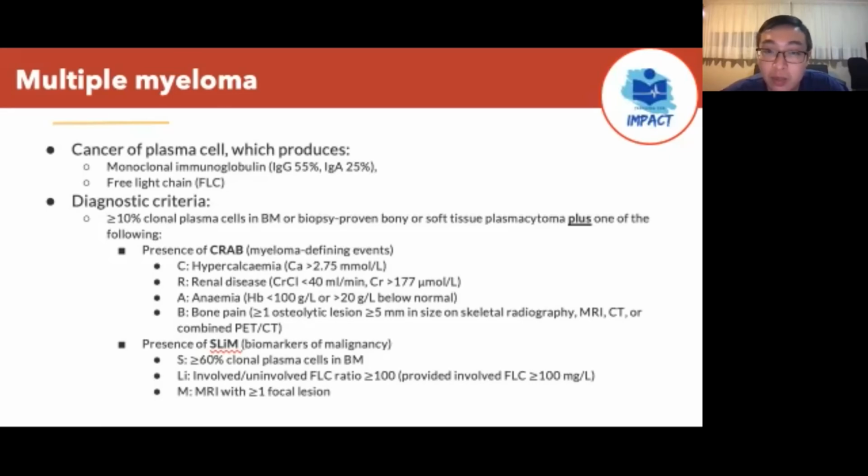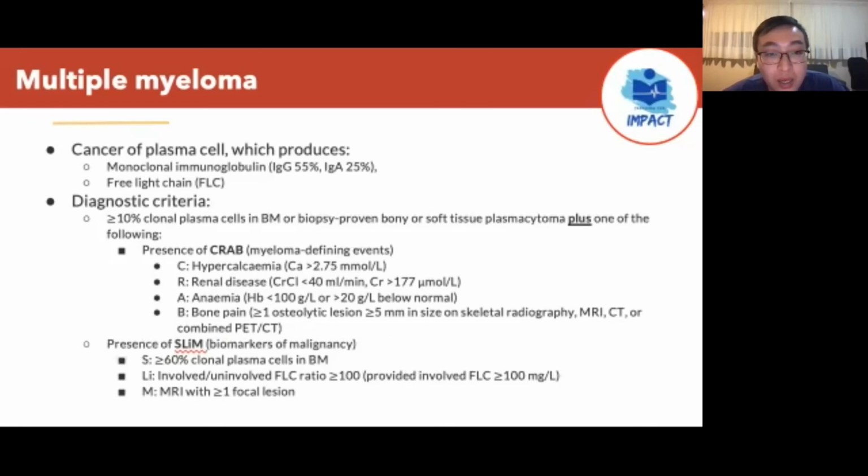A stands for anemia, which we define as hemoglobin below 100, or at least 20 below the patient's normal. And B stands for bone pain or bone lesions, defined radiologically by at least one osteolytic lesion more than 5 millimeters in size on imaging.